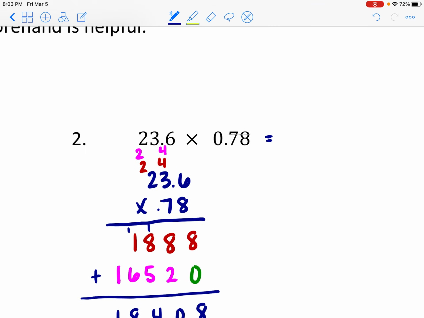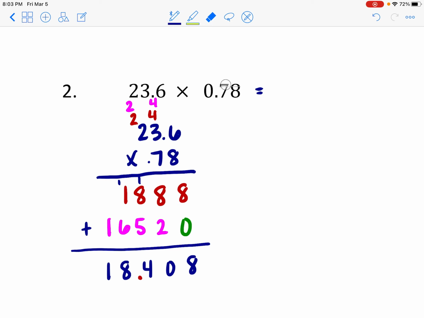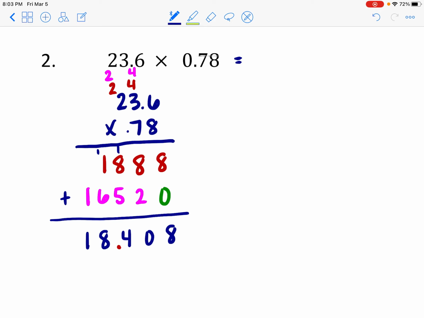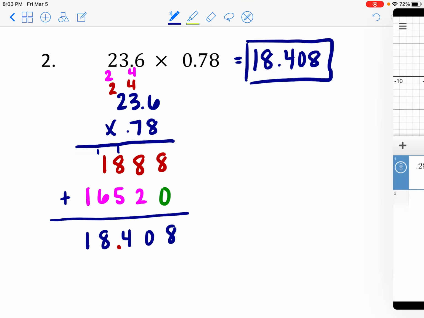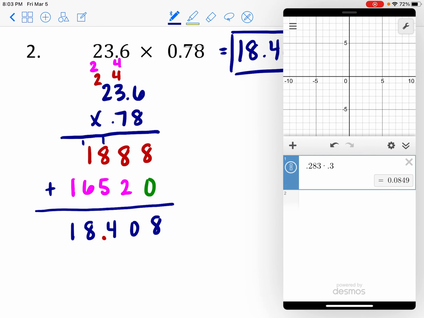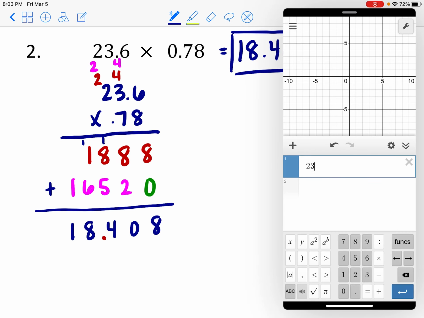What did I do to my 78? That looks bizarre. Okay, so 18.408. Sorry, I got a little squirrel moment there. And again, estimating, I knew we were going to be looking at less than 24, but let's go ahead and confirm our work. 23.6 times 0.078, and there it is.